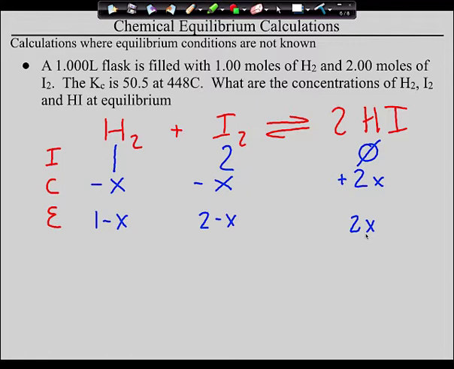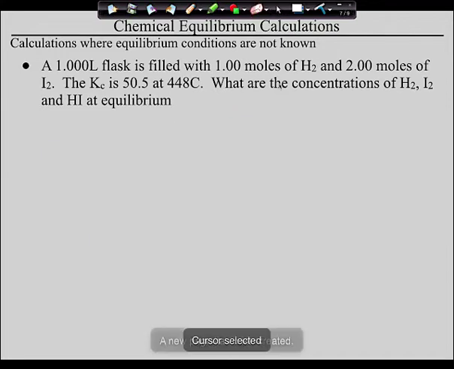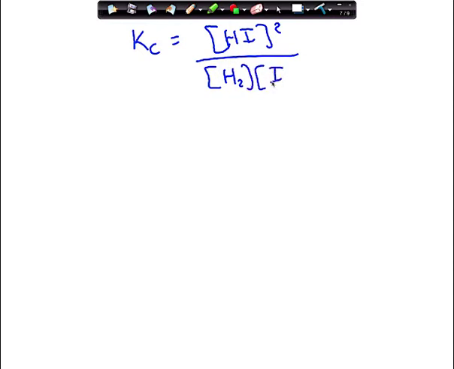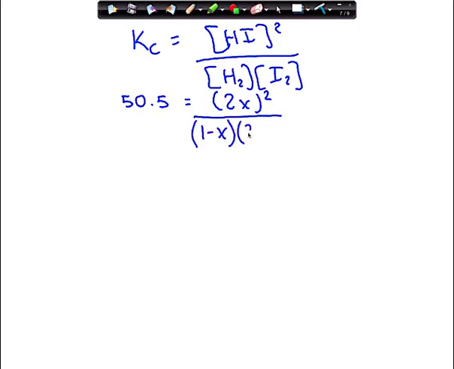Okay. So now, guys, what we've got to do is plug these values into an equilibrium expression. I unfortunately don't have unlimited whiteboard space, so I'm going to go to a blank screen and start at the top. You can continue to work down, but I'm going to rely upon you to help me think through what I've got. I'm not trying to make mistakes, so if I do, tell me. We've got HI squared over H2 and I2. So what was the Kc value? Okay, so Kc, 50.5, is equal to, if memory serves, 2x, the quantity squared, over the quantity 1 minus x, times the quantity 2 minus x.